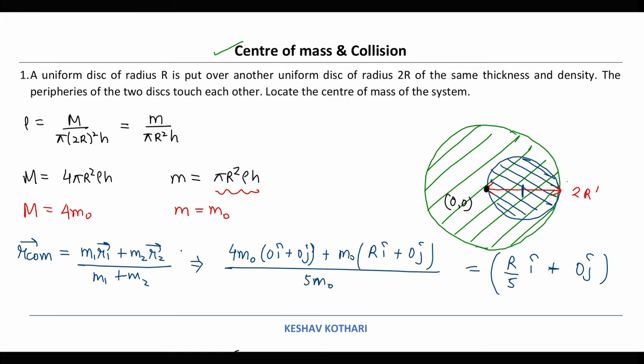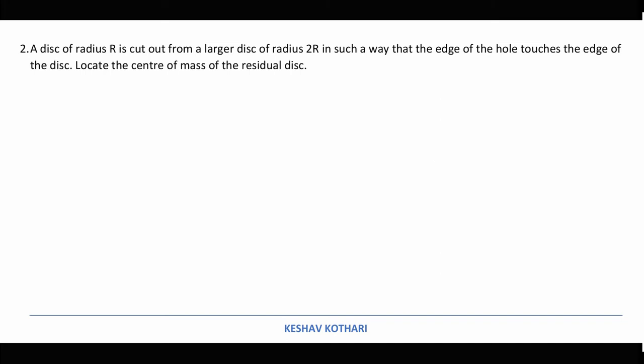Let us move to the next problem. A disk of radius r is cut out from a larger disk of radius 2r in such a way that the edge of the hole touches the edge of the disk. Locate the center of mass of the residual disk.